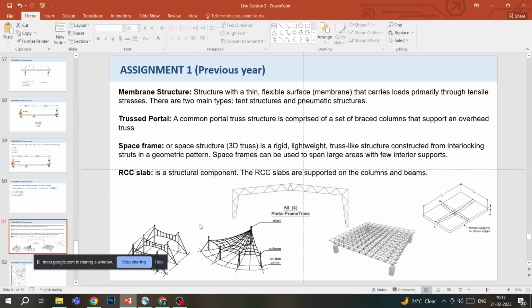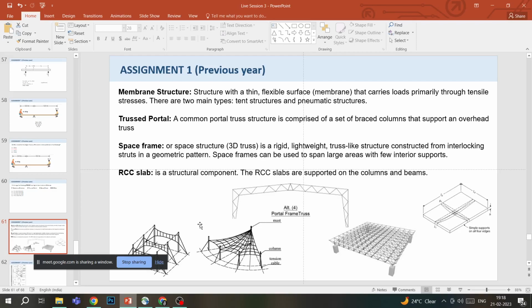So again, a membrane structure is a structure with a thin flexible surface. It's usually like a membrane, a sheet that carries loads primarily through tensile stresses. So the fabric is tensioned with the help of cables and poles. The two main types of membrane structures are tent structures and pneumatic structures. And truss portal, we just discussed, that the columns are also braced in a truss portal. Space frame is a 3D truss.